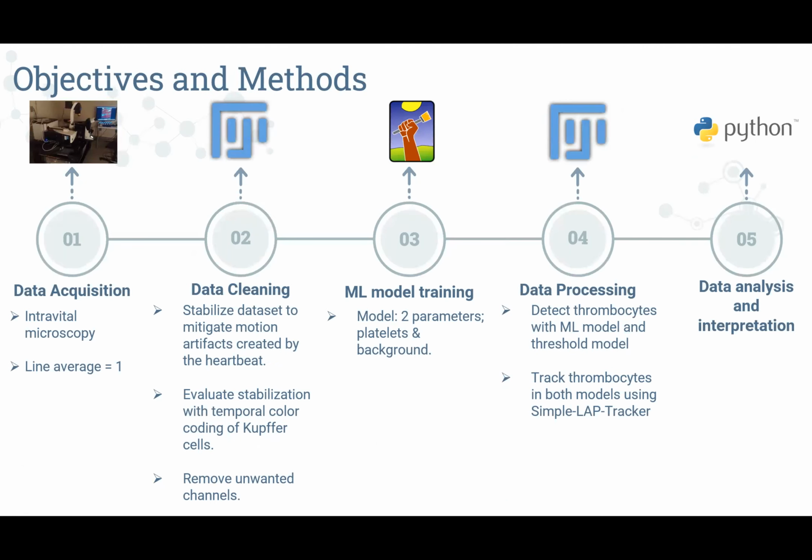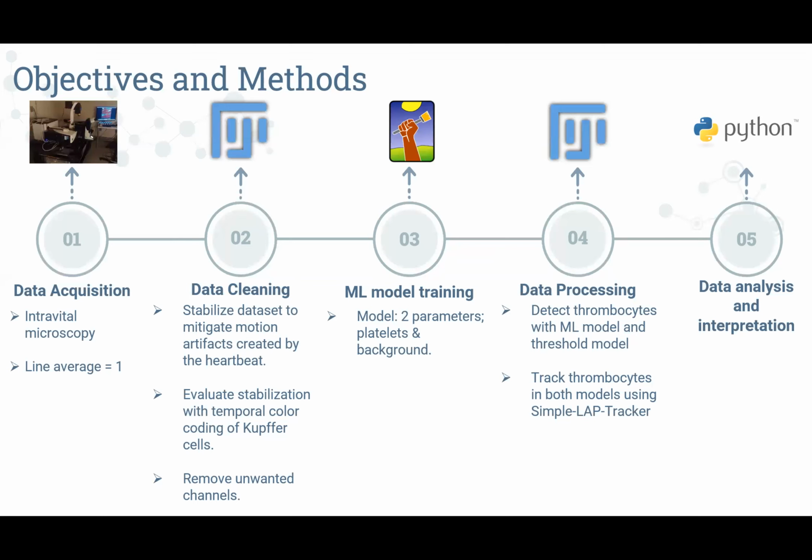I have 5 different objectives. First, it's data acquisition through intravital microscopy. Intravital microscopy is amazing as it allows for in vivo imaging of live specimens. And then we move on to data cleaning. Since it is live animal imaging, we have a heartbeat, which distorts our data quality. So we must correct for that.